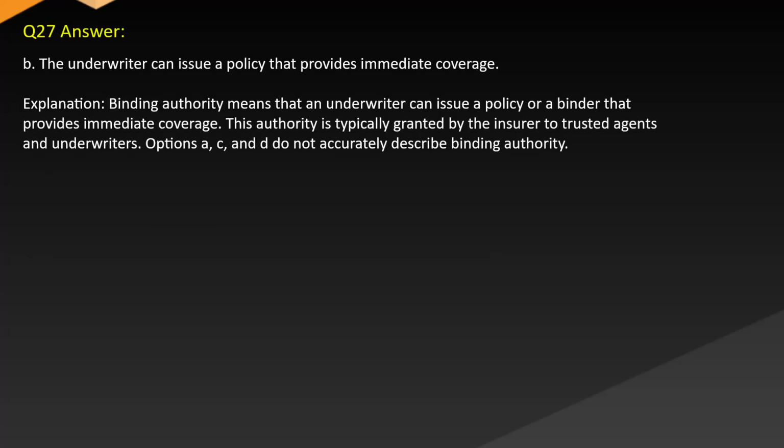Answer: B. The underwriter can issue a policy that provides immediate coverage. Explanation. Binding authority means that an underwriter can issue a policy or a binder that provides immediate coverage. This authority is typically granted by the insurer to trusted agents and underwriters. Options A, C, and D do not accurately describe binding authority.